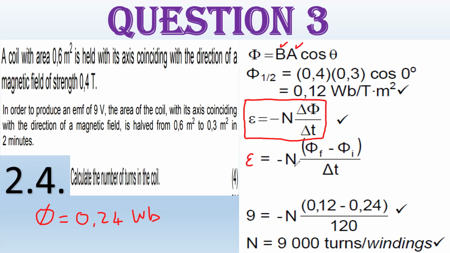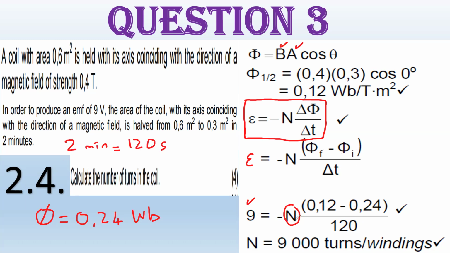Now you write your formula. EMF is equal to negative N times final flux minus initial flux over delta t. EMF is 9, given in the question. Number of turns we are looking for. And 0.12 minus 0.24 over 120. Why are we writing 120? Because the time is given as 2 minutes. We know 2 minutes is equal to 120 seconds. We must always convert to seconds.